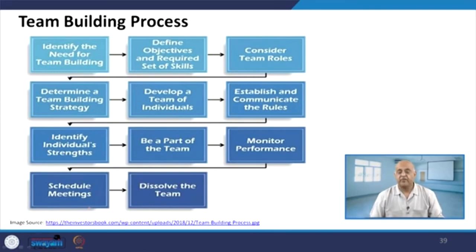Define objectives and the required set of skills for every particular job which the team has to perform. They should have the required set of skills, otherwise people are making the team but they are not able to do the task. So consider the team roles, determine a team building strategy, right? Develop a team of individuals, establish and communicate the rules, identify individual strengths, be a part of the team, and monitor performance, right? And as a result, schedule the meetings and dissolve the team.